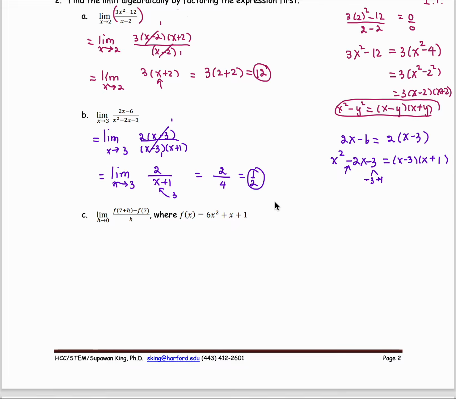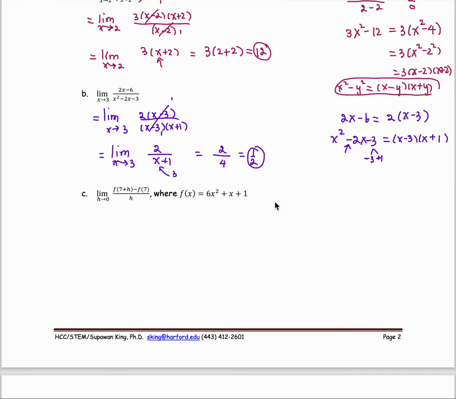Next, we're going to take a look at part C, which requires more algebra skill.